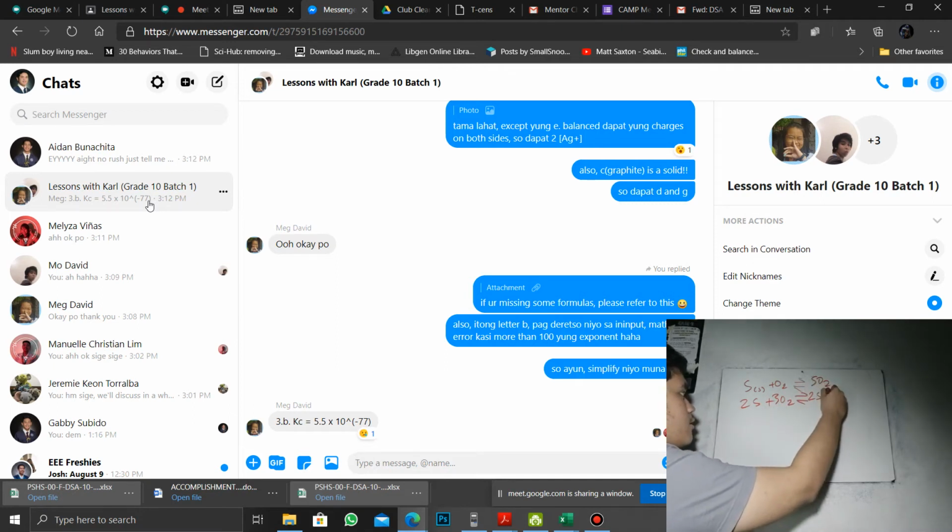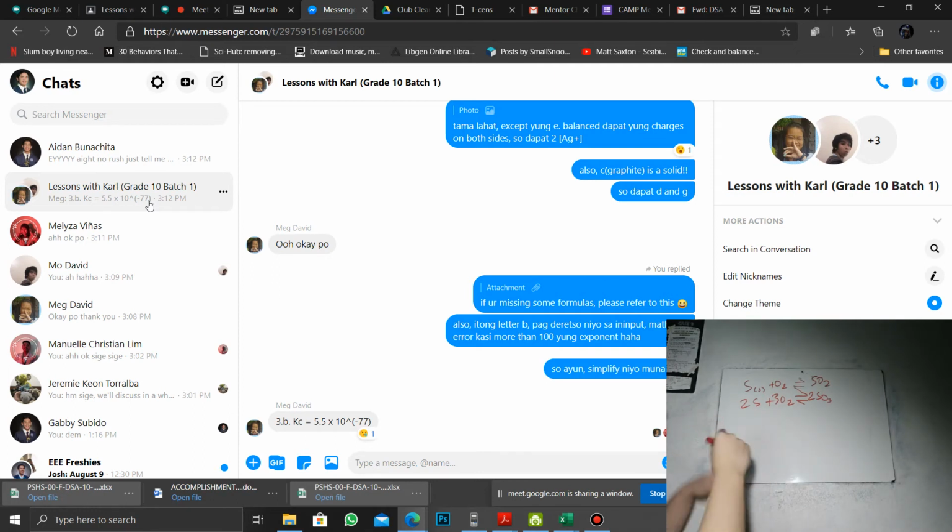Yan. Para maging ganito, ay, sorry: 2SO2 plus O2 forms 2SO3. Ano kailangan gawin? Parang Hess's law, kailangan nating mag-ayos-ayos ng equations ng konti.